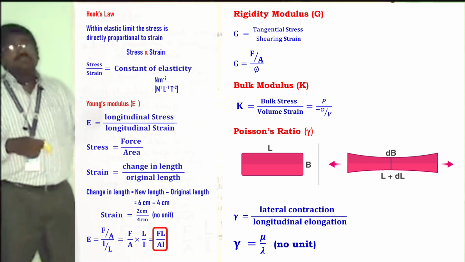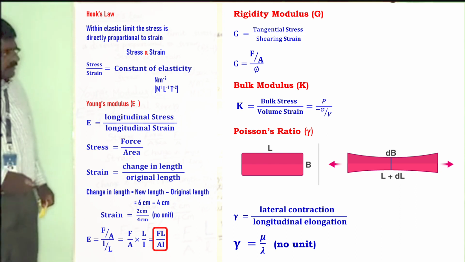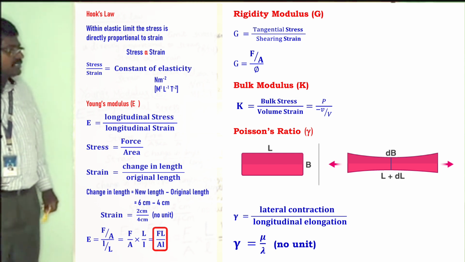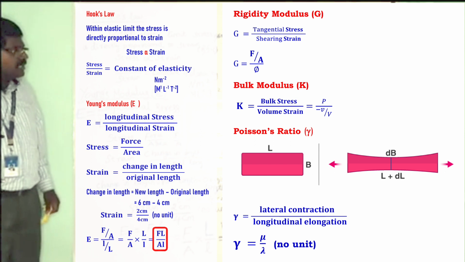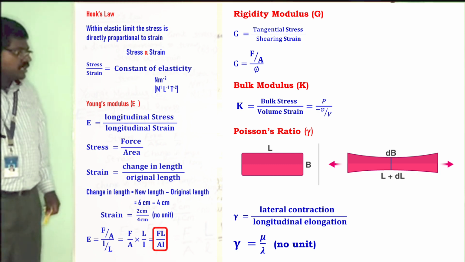So ratio of these two is known as Poisson's ratio. Here we have the original size of the material. Now we apply stress on both the sides. So length is increased. As the length is increased, the width is decreased. So Poisson's ratio is the ratio of lateral contraction to the longitudinal elongation. Contraction, the width is decreased. This is known as contraction. This is elongation. The length is increased, the elongation.